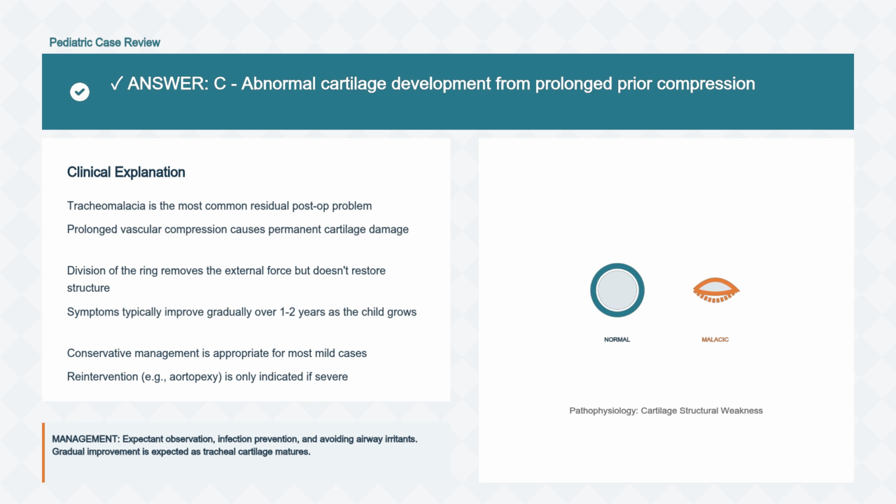Tracheomalacia is the most common residual postoperative problem. Division of the ring removes the external force, but does not immediately restore tracheal structure. Symptoms typically improve gradually over 1 to 2 years as the child grows and cartilage matures.